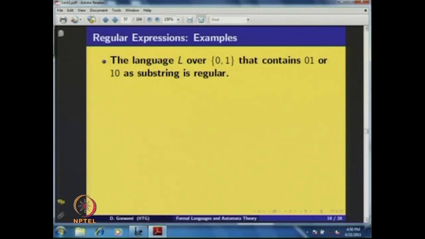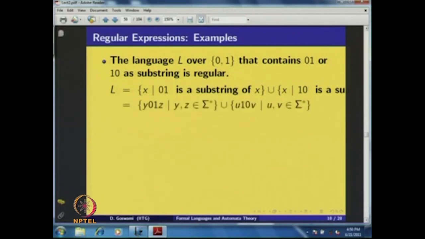Let us consider a language over {0, 1} that contains 01 or 10 as a substring. This can also be shown to be regular because you can write it as the set of all strings x such that 01 is a substring of x, union all strings x such that 10 is a substring of x. Now, this can be written as y01z for some y, z belonging to sigma star, union u10v for some u, v belonging to sigma star. This is nothing but sigma star 01 sigma star, because y and z may be anything from sigma star, union sigma star 10 sigma star, because u and v may be anything from sigma star.